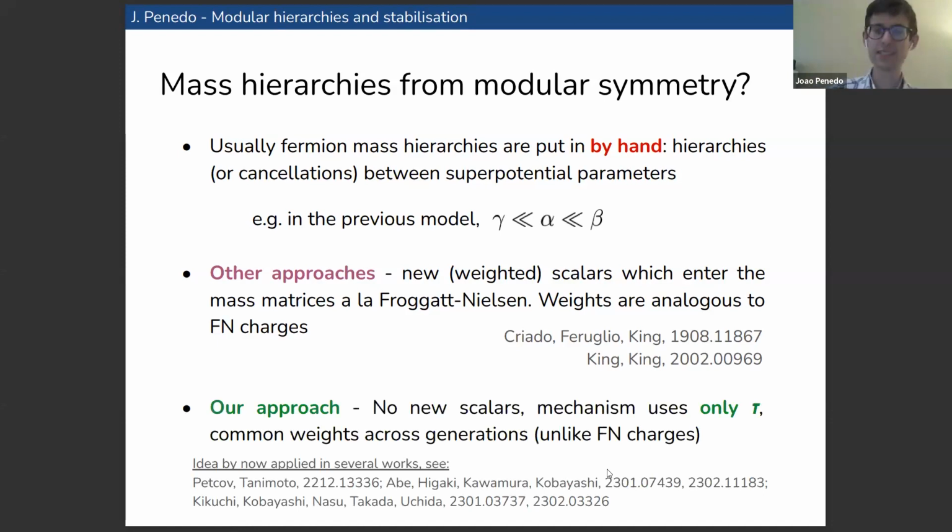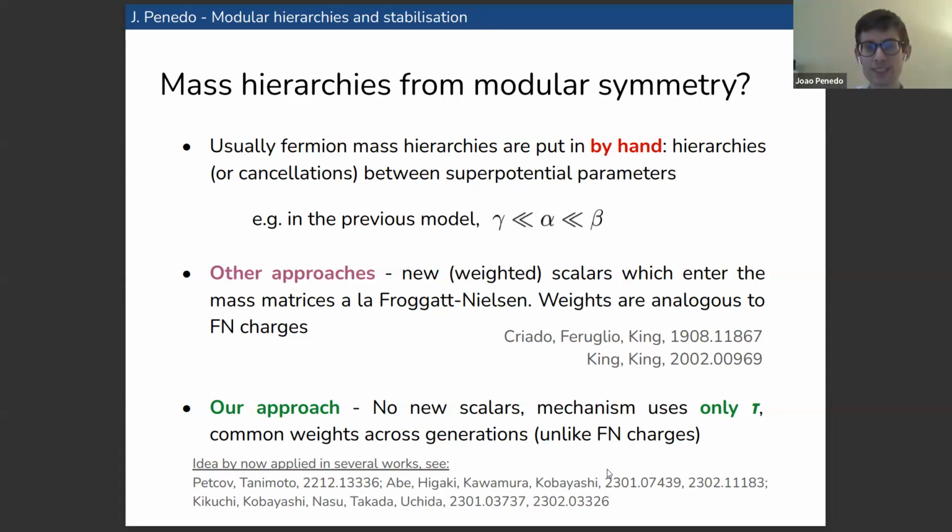What we try to do is different, in the sense that we don't add new scalars. We just use tau, which is the field that we have there already. We can do this using common weights across the generations, so it doesn't need to work with Froggatt-Nielsen at all. And this is the approach I will summarize in the next few slides. It's an idea to get mass hierarchies of fermions, which by now has been applied in several works.